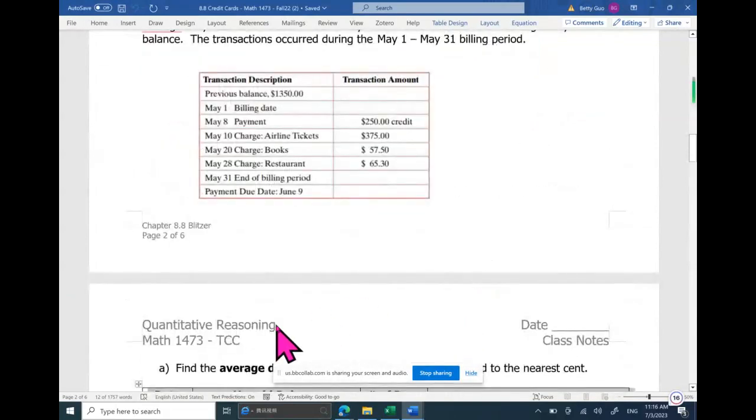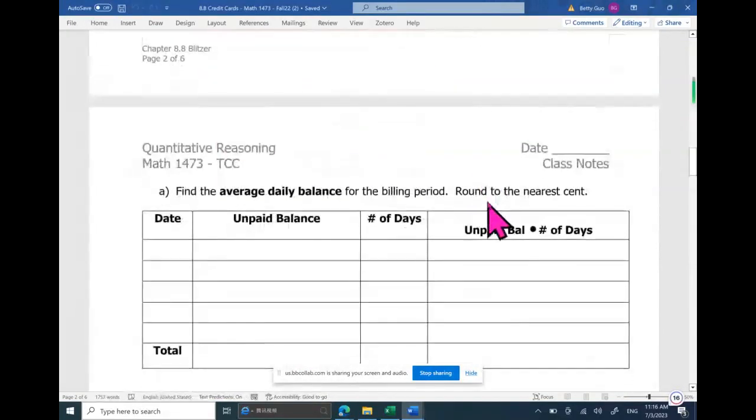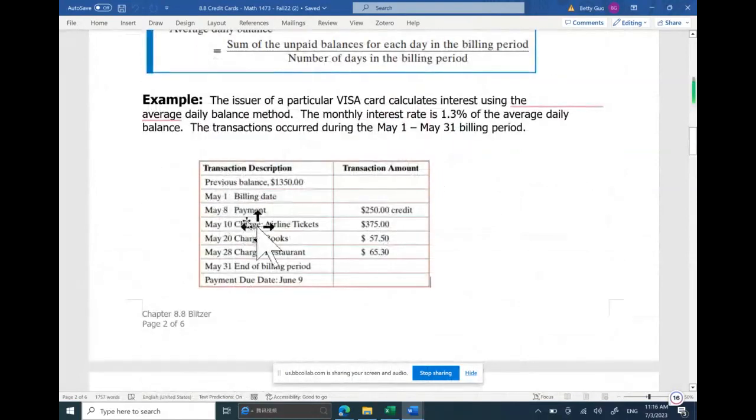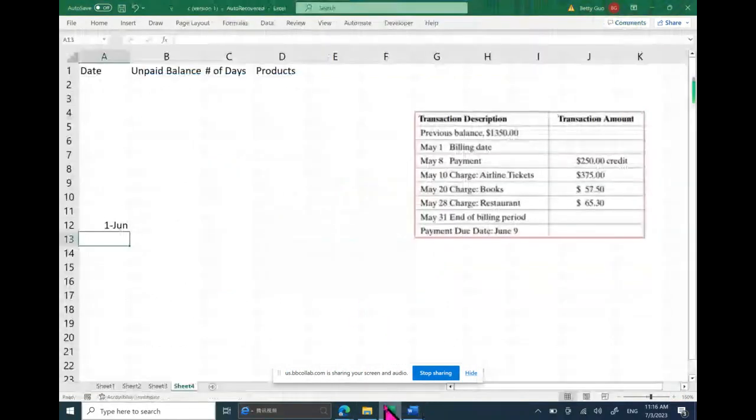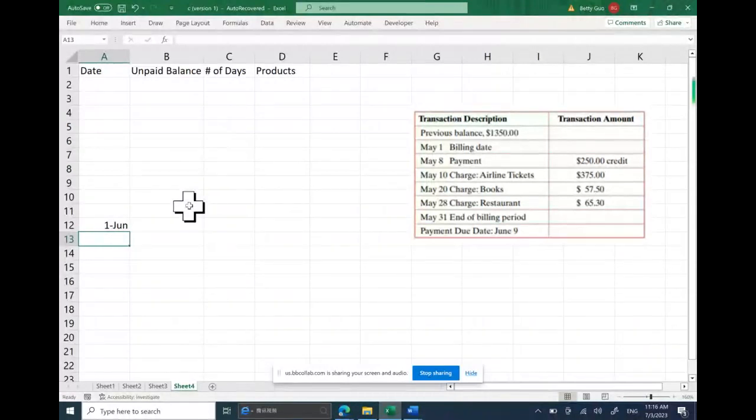So this given table includes all the important information about the billing cycle in May. I'm going to copy paste this table in my Excel, because using Excel to process this problem is a lot more convenient. You cannot use Excel when you take the test, but you can use Excel when you do your homework. Also, when you go to the test, on your scratch paper you should have the same table, even if you have to manually calculate everything.